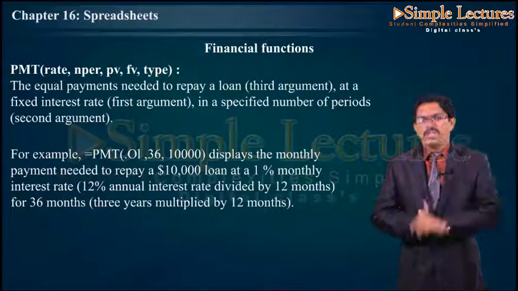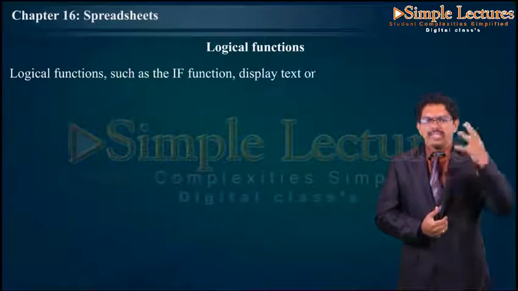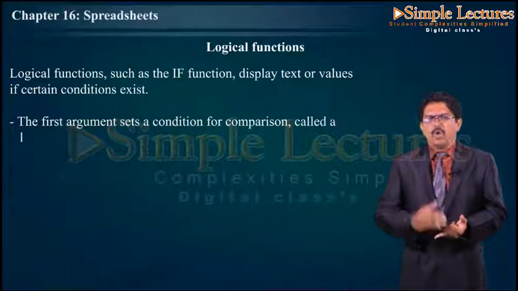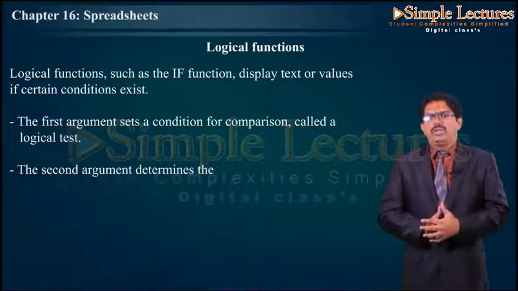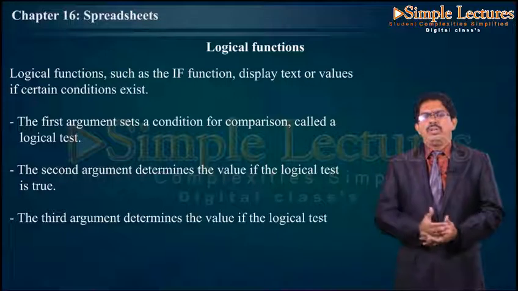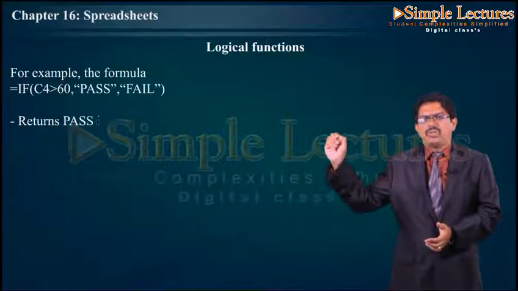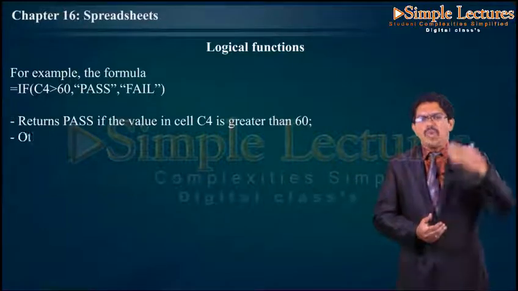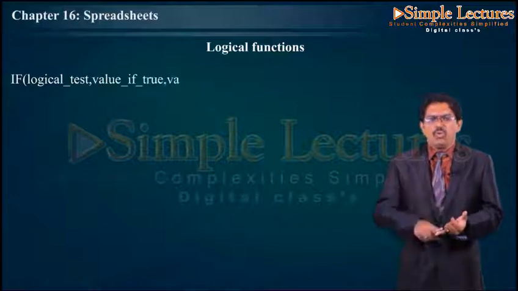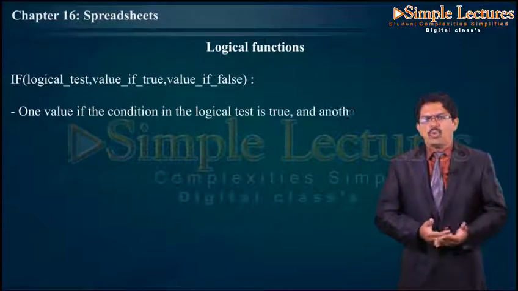Logical functions. Logical functions such as the IF function display text or a value. The first argument sets a condition for comparison called the logical test. The second argument determines the value if the logical test is true. The third argument determines the value if it is false. Example, IF(C4>60, "pass", "fail") returns pass if the value is greater than 60, else fail. IF(logical_test, value_if_true, value_if_false) returns one value if the condition in the logical test is true, another value if the condition is false.